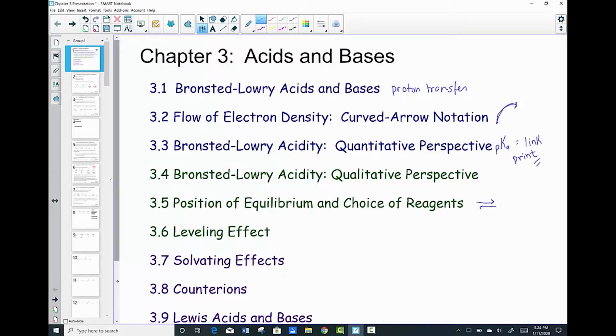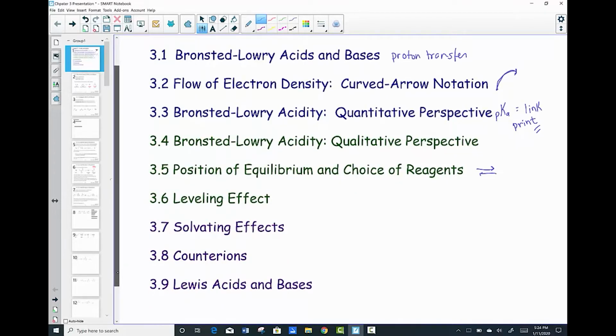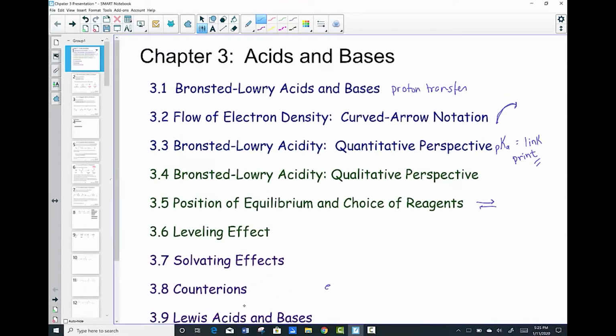And then we start looking at leveling effects, solvation effects, counterions, and Lewis acid-base theory, which we talk about in the Lewis theory as electron transfer. So with Bronsted-Lowry, it's all about proton tracking, and with Lewis acid-base theory, we track electrons.